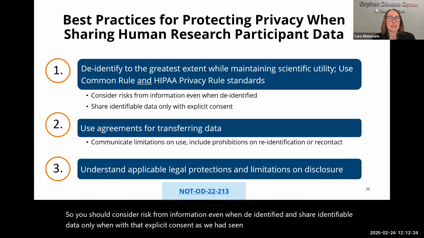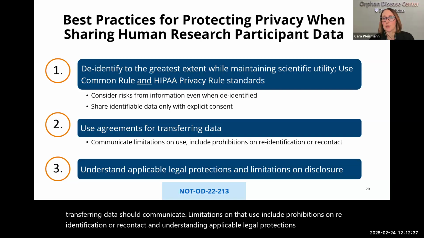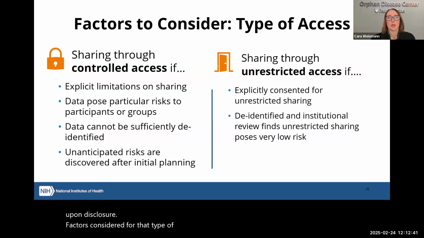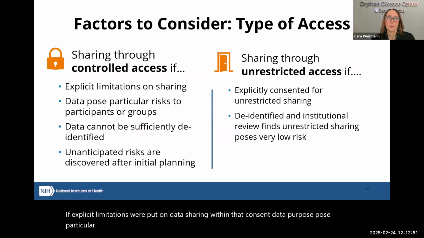Use agreements for transferring data should communicate limitations on that use, include prohibitions on re-identification or recontact, and understanding applicable legal protections and limitations on disclosure. Factors considered for that type of access: if it's shared through controlled access, if explicit limitations were put on data sharing within that consent, data pose particular risks to participants or groups, data cannot be sufficiently de-identified, or unanticipated risks are discovered after that initial planning.